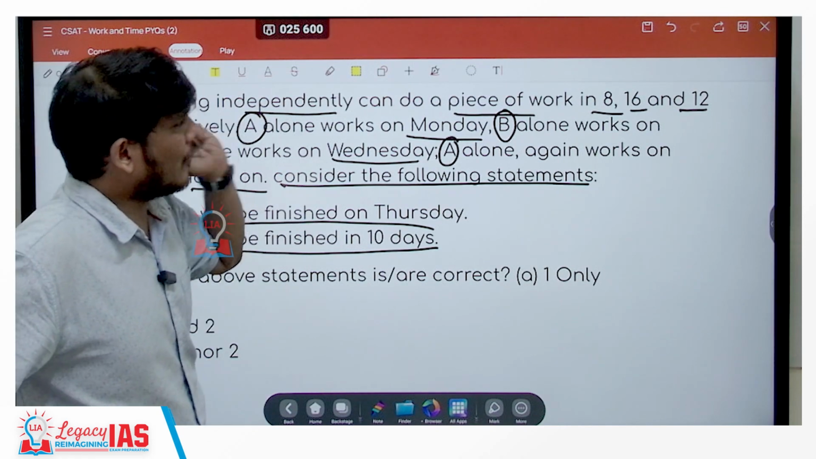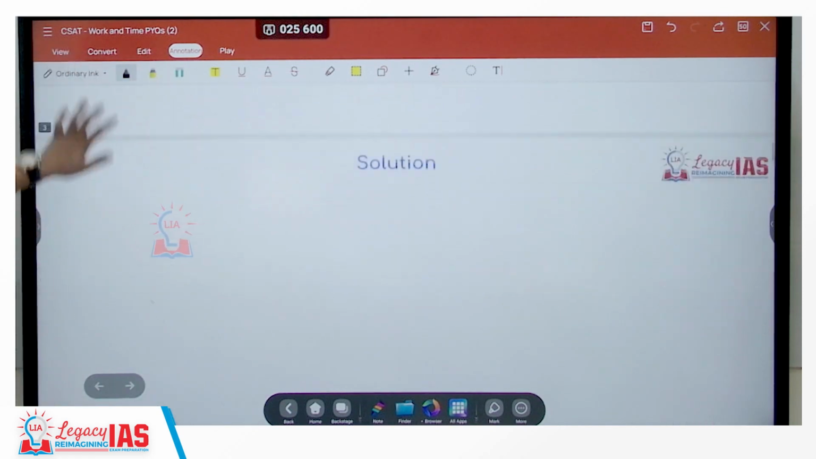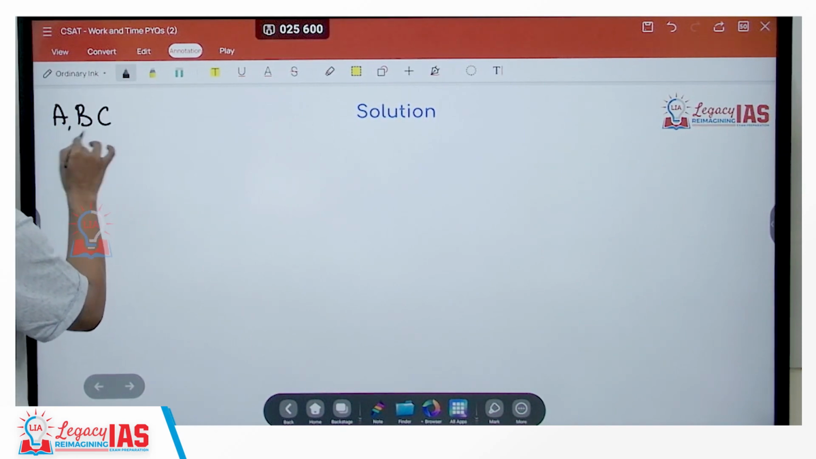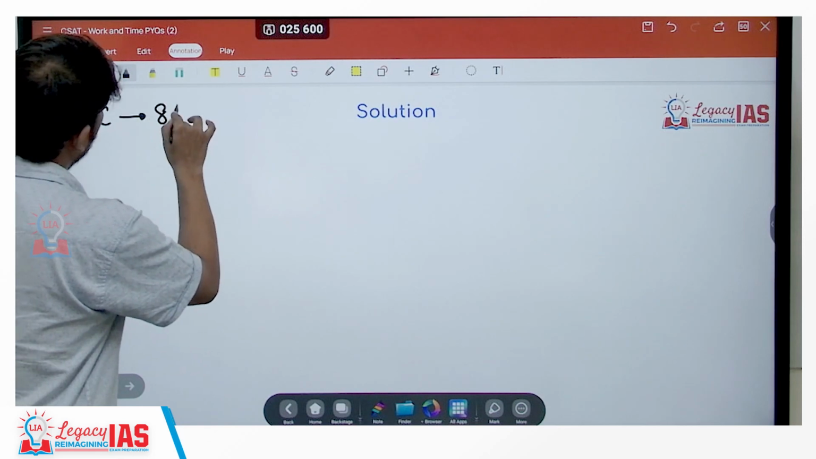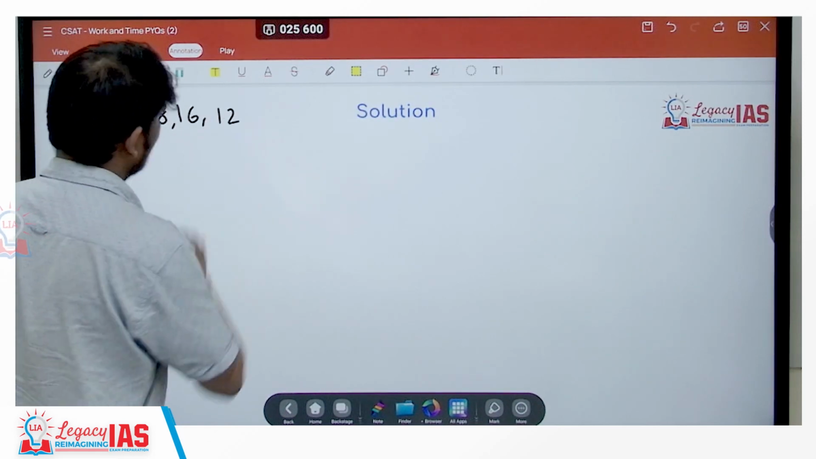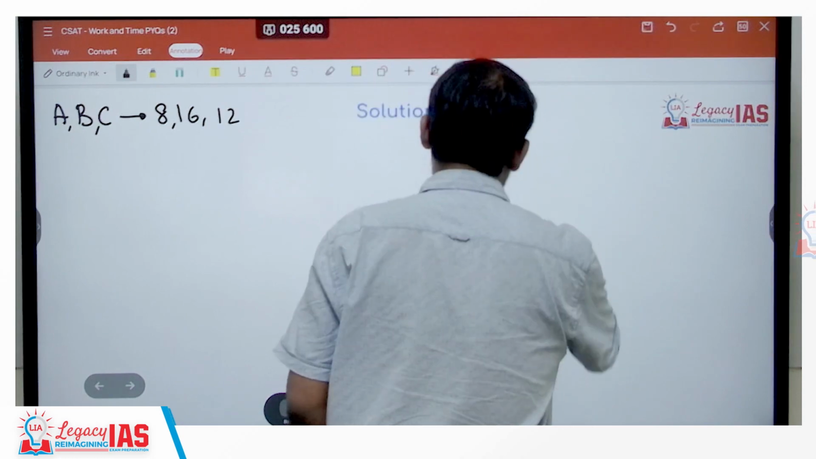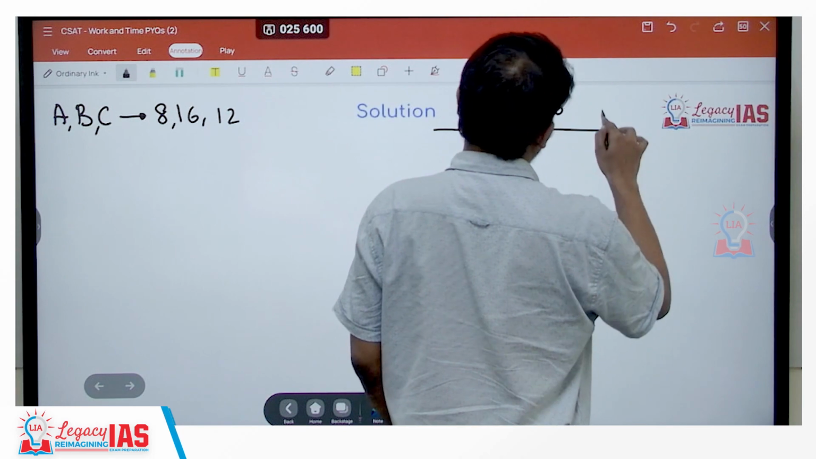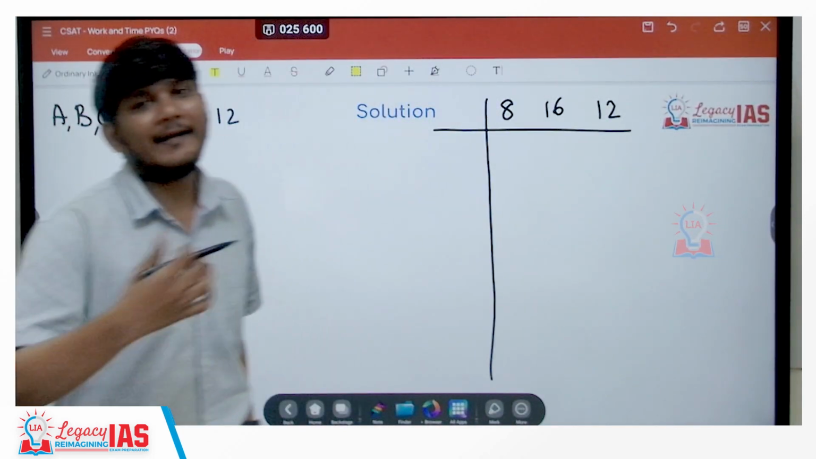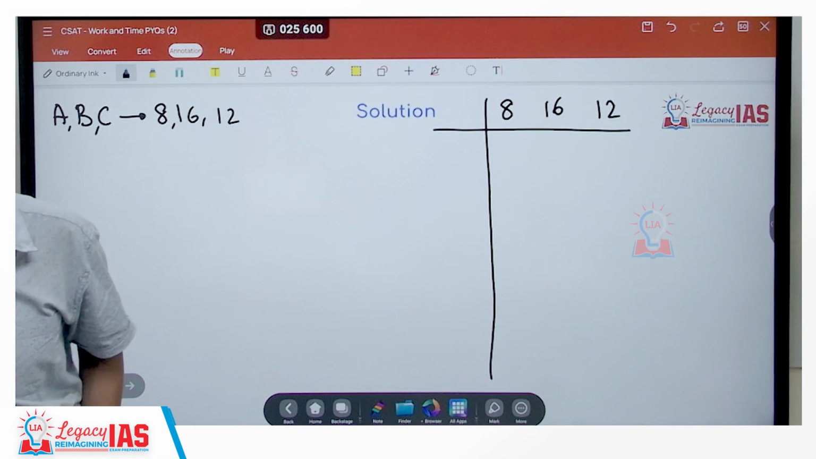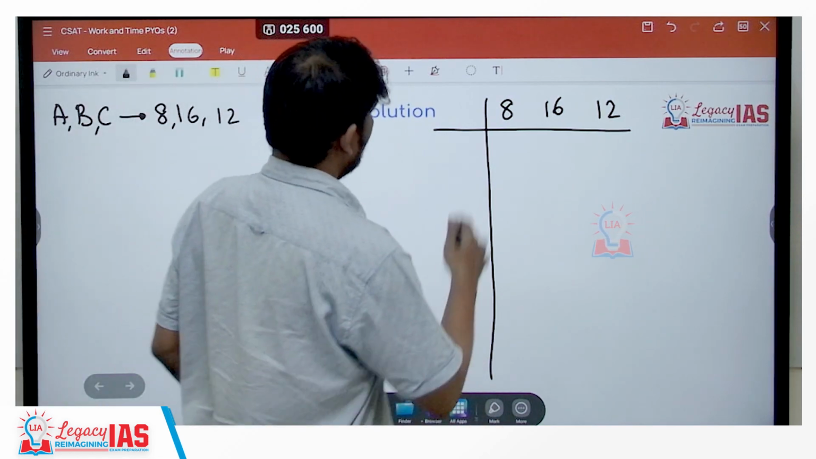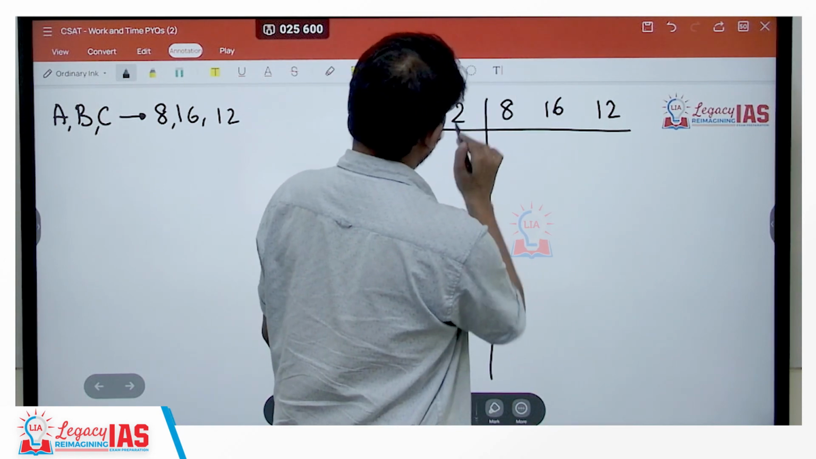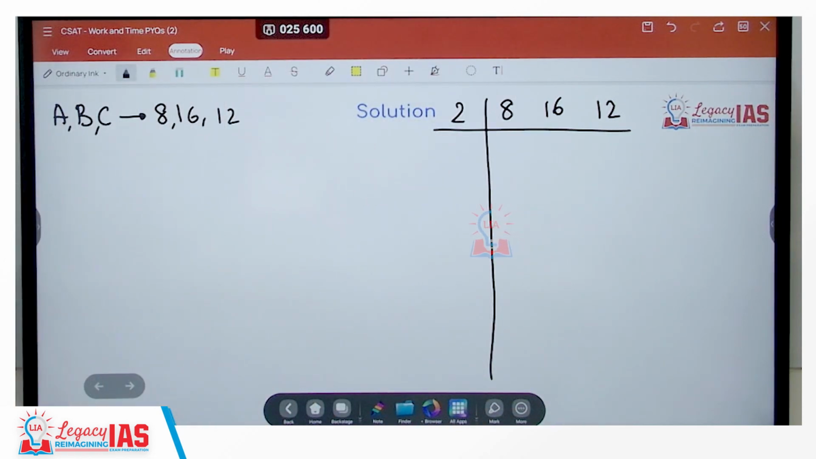Okay, so first things first, let's take the LCM. A, B and C can do the work in 8, 16 and 12 days. So let us take the LCM of 8, 16 and 12. How to take an LCM? Write this down, 8, 16 and 12, and try to factorize it. This is the factorization method of finding LCMs. So start with the smallest number, that is 2. Don't take 1, it will not make any sense.